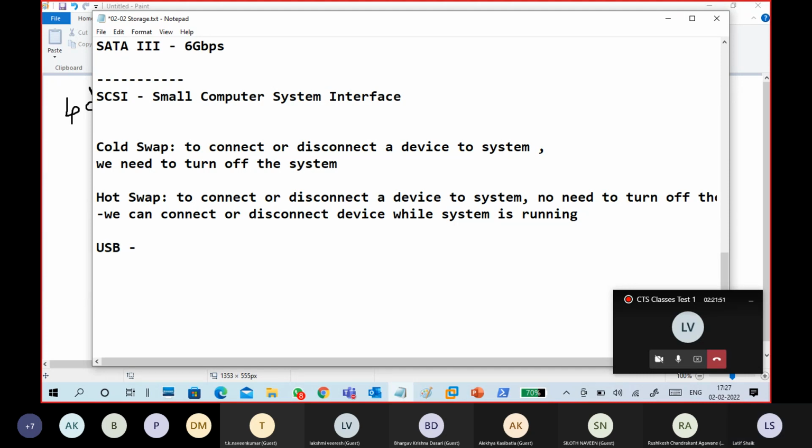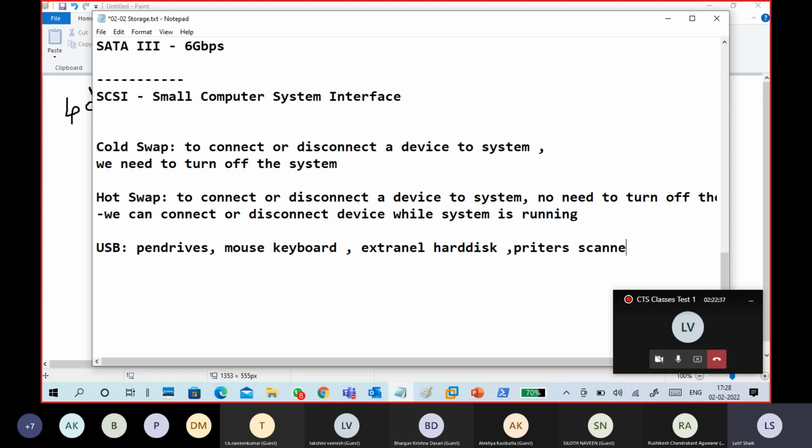Universal serial bus, yes, universal serial bus. So what are we able to connect to USB? Mouse, pen drives, keyboard, speakers, external hard disk, printers, scanners. Very good. So any USB devices, exactly, devices like pen drives, mouse, keyboard.